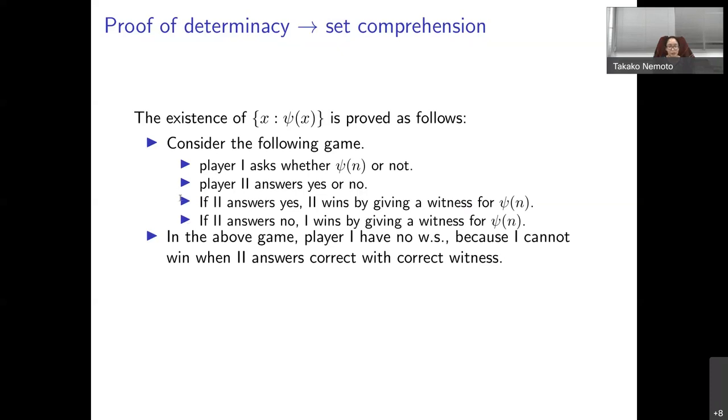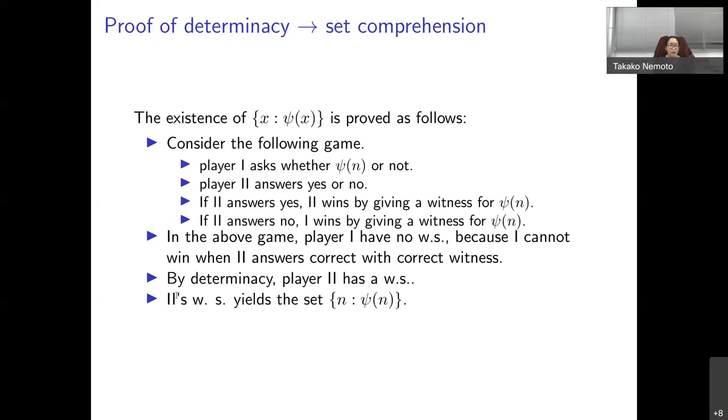If player two answers correctly and constructs the correct witness, then player one has no way to win. Or if player two answers correctly no, then player one can never construct the witness. So player one has no winning strategy, and determinacy implies that player two has a winning strategy.